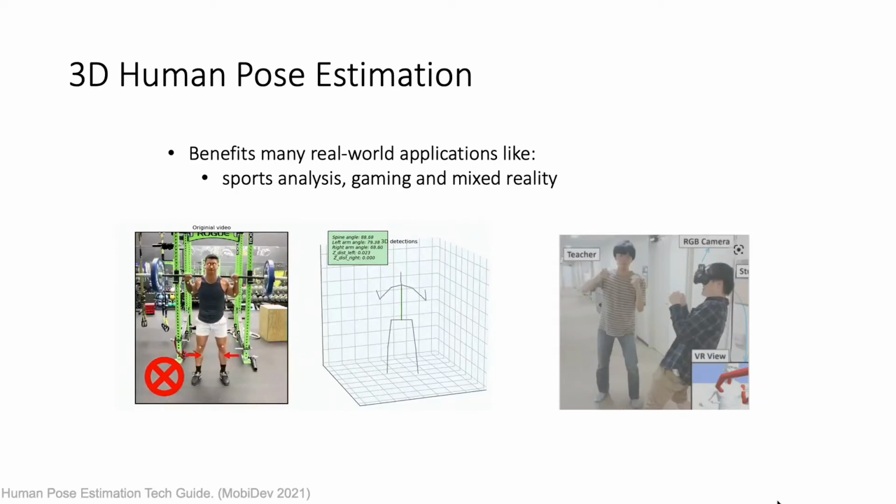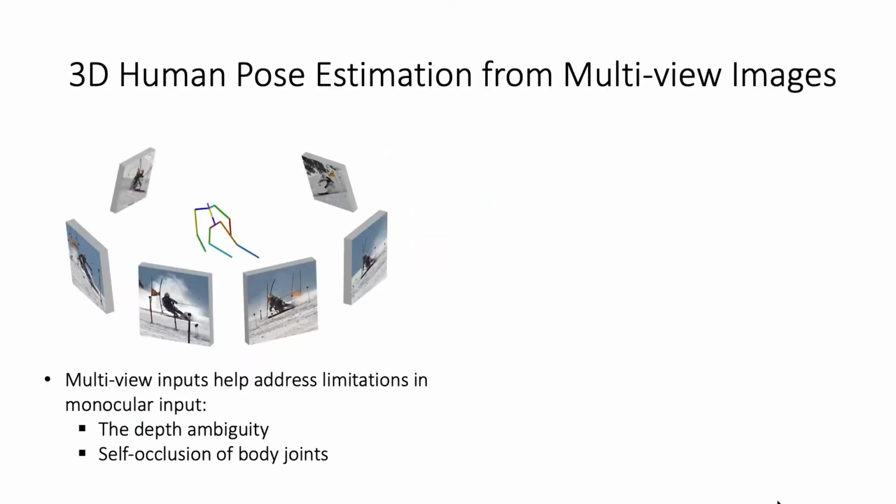3D Human Pose Estimation aims to estimate the 3D body joint locations from the input image or video. It benefits many real-world applications like sports analysis, gaming, and mixed reality. 3D pose estimation from multi-view images has been a popular research field, as multi-view inputs can help address the limitations in monocular input, like the self-ambiguity due to perspective projection and the self-occlusion of body joints. It can thus more accurately estimate the 3D body joint location.